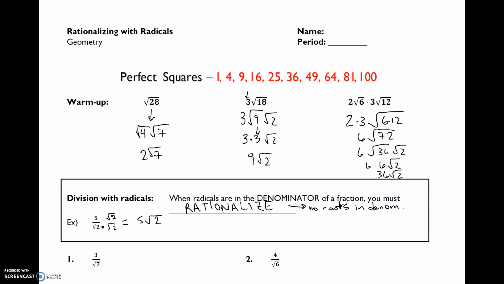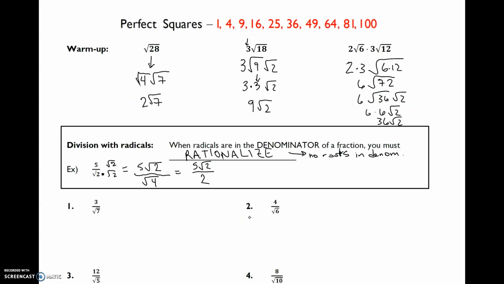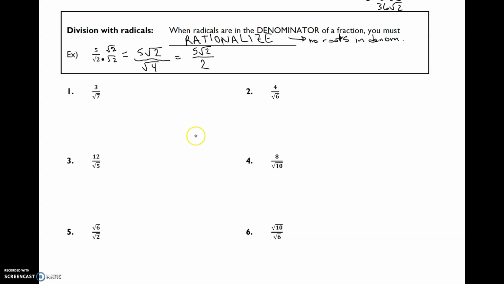And on the bottom, when we do the square root of 2 times square root of 2, like we talked about yesterday, so square root of 4. And the square root of 4 is something that we can simplify. It doesn't have a square root anymore because the square root of 4 is 2. Now sometimes there'll be a little bit more to do here, but this is rationalized.